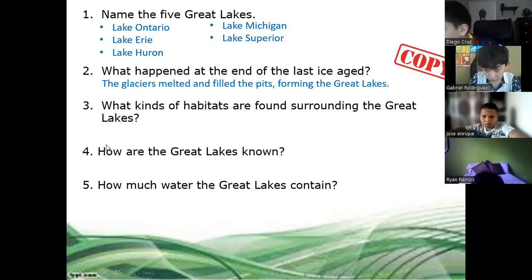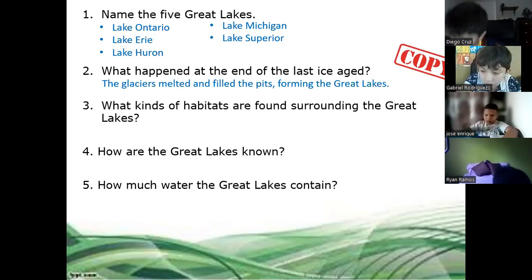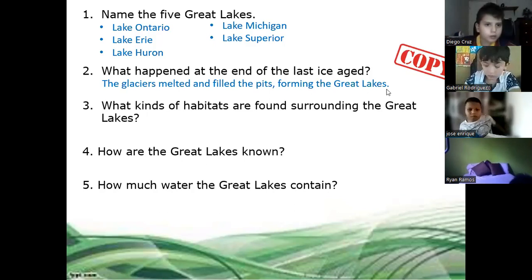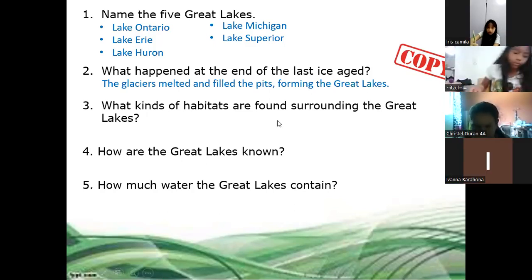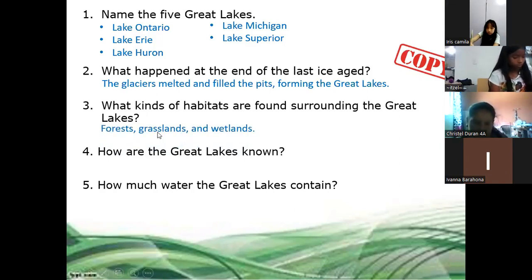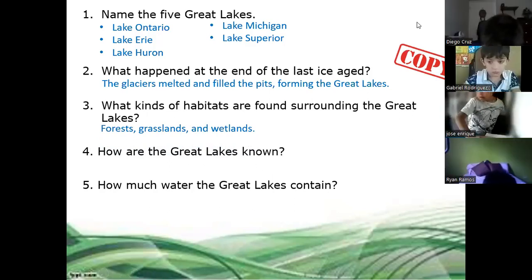Okay. Number three, what kinds of habitats are found surrounding the Great Lakes? What kinds of habitats? Copy, please. Forest. Jose Enrique, you're not copying either. Copy, please. We don't have time. What did you say, Maria Jose? Forest. Habitats, yes. Forests, grasslands, and wetlands.